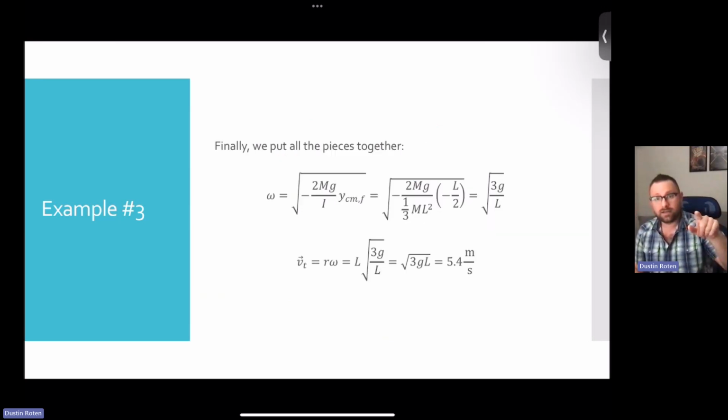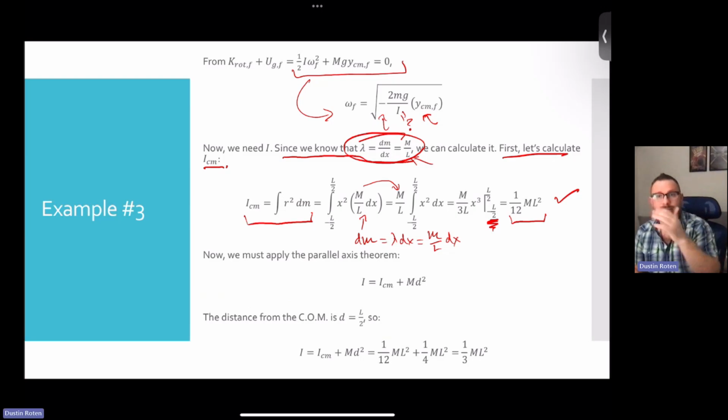We can go back to that table that I supplied on a previous slide, and you'll see that 1/12 ml squared is actually the moment of inertia for a rod around the center of mass. Now we need to take that and shift it so that it is a rod around the endpoint. So the 1/12 ml squared actually does check out as per our table.